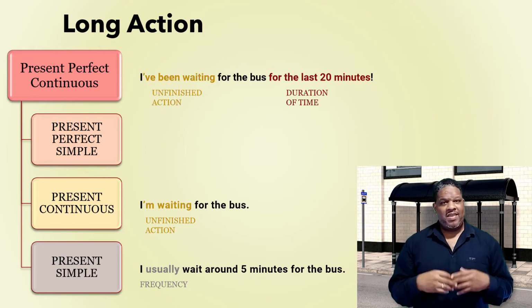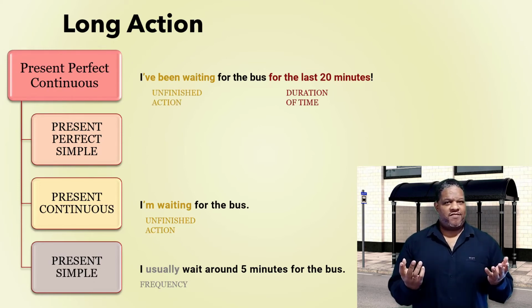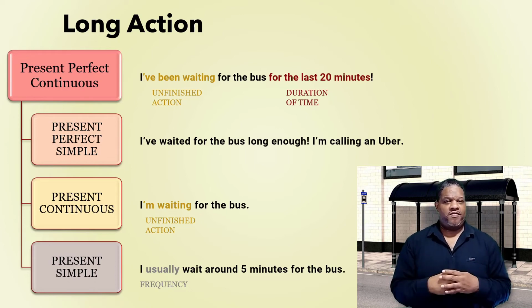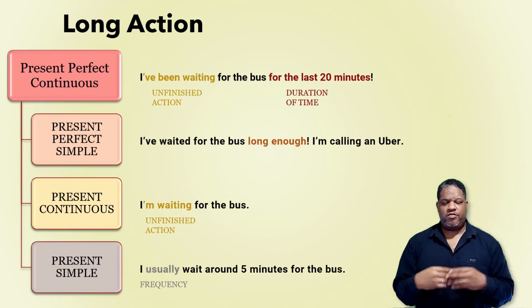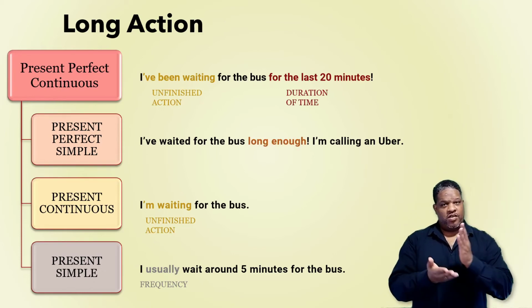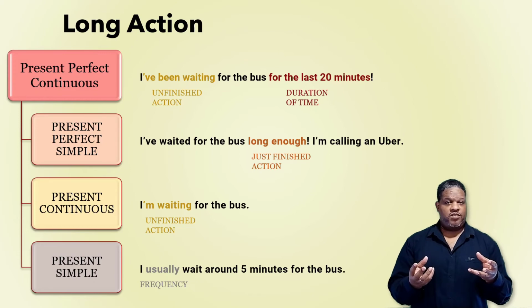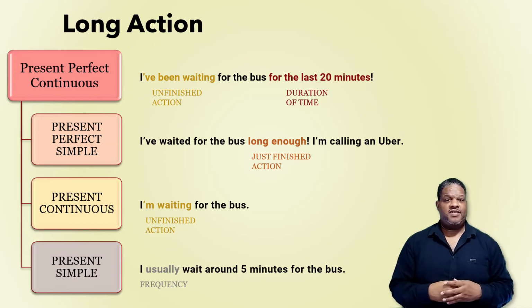But now, I've waited for 20 minutes. I've waited long enough. I'm just going to grab my phone and call an Uber or a taxi. So when the continuous action has just finished, then it becomes perfect simple.